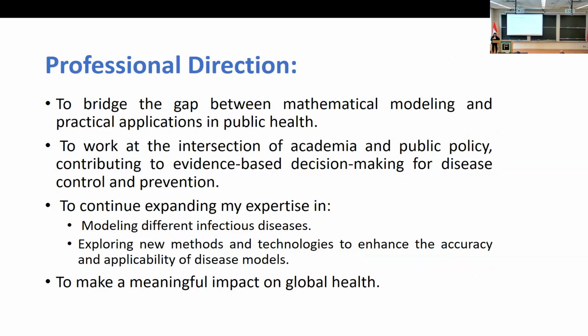So my professional direction is to bridge the gap between mathematical modeling and practical application in public health, to work at the intersection of academia and public policy, contributing to evidence-based decision-making for disease control and prevention. And also I want to expand my skills. I want to model new infectious diseases, and also I want to explore new methods and technology to enhance the accuracy and the applicability of disease models. And finally, to make a meaningful impact on global health. And thank you.